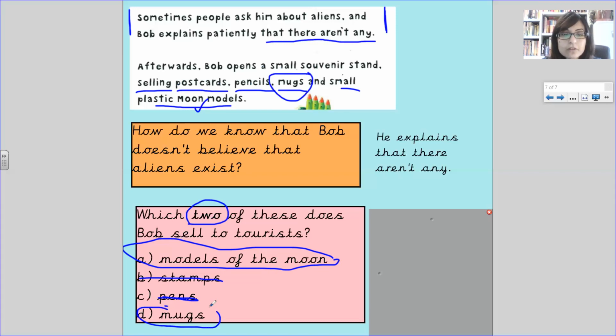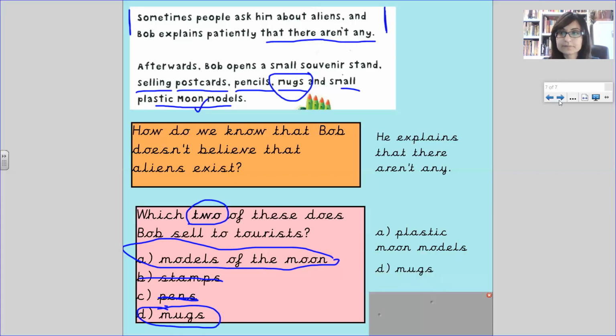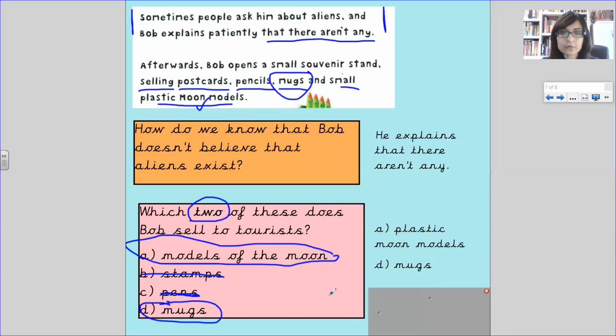So when you're answering comprehension questions, you've always got to go back and check. See how many times I went back to read that second paragraph just to find the two answers. Should we check? There we go. Plastic moon models and mugs. Oh, and that's the end of our comprehension.